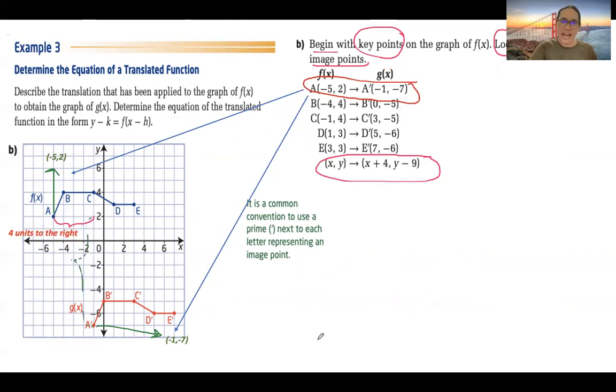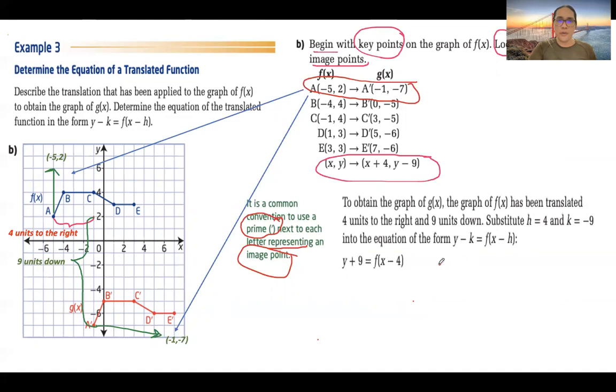Now, it is a common convention to use the A prime if you want, so that you will not be confused in naming the points or the image points. So to obtain the graph of g of x, the graph of f of x has been translated, of course, 4 units to the right and 9 units down.